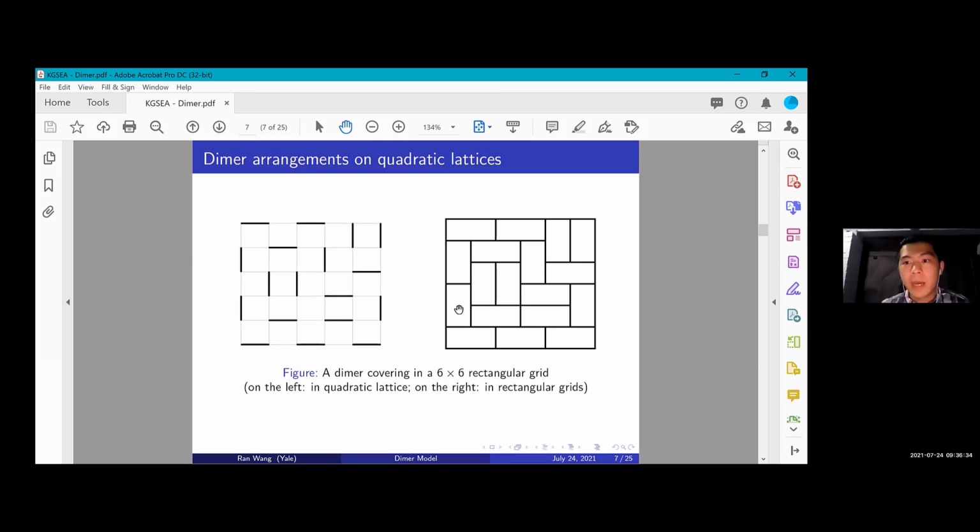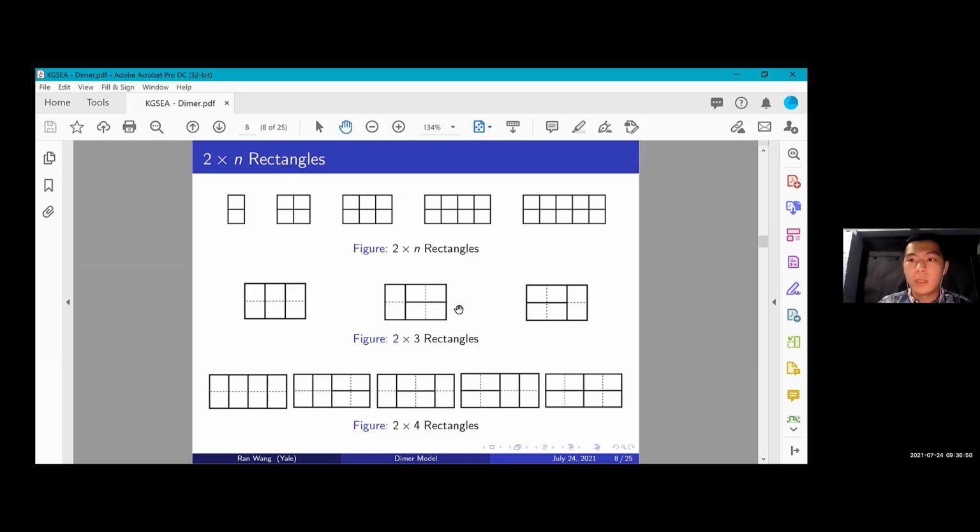For example, you can imagine there's the floor of your room, and we need to tile it with dominoes. How many ways can you tile it? There are a lot of ways, and sometimes it's hard, but I'll start from the really simple cases, like 2 times n rectangles. So I listed the first 5 of them: 2 times 1, 2 times 2, 2 times 3, 2 times 4, and 2 times 5.